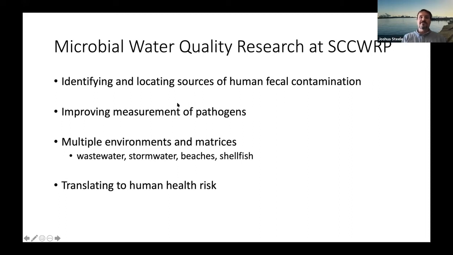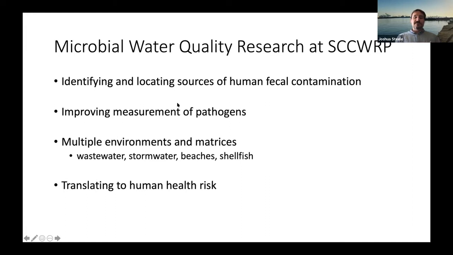We cover a wide range of research, but the one that I'm most intimately involved in is microbial water quality research. We primarily focus on identifying and locating sources of human fecal contamination in watersheds or in beaches. We also try to measure pathogens directly in water in particular. And we aren't just restricted to beaches or stormwater. We also look in wastewater, which is what I'm going to be mostly talking about today. And we've been starting to branch out into other things like shellfish and anything that can basically affect the coastal zone. And ultimately, we translate this to human health risk and try to improve water quality to reduce human health risk.